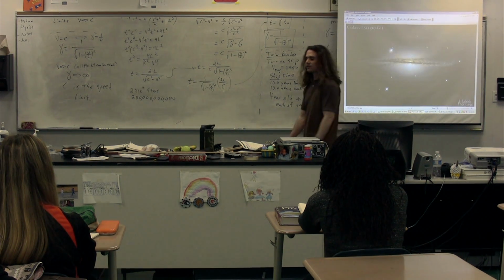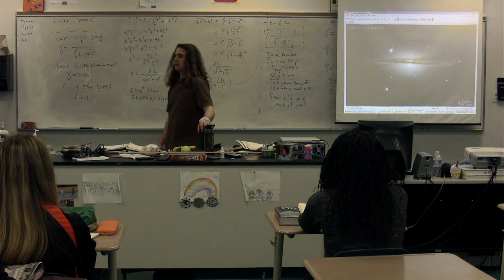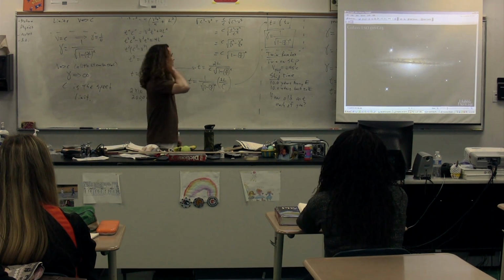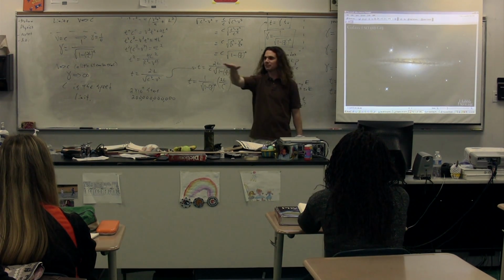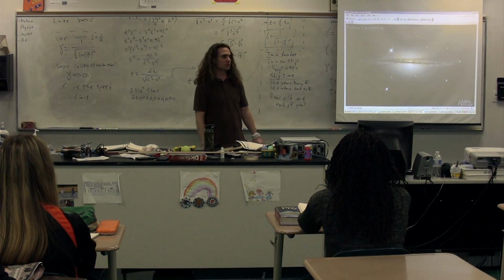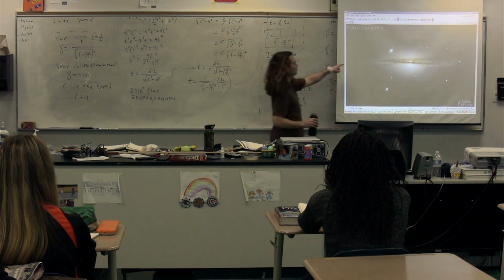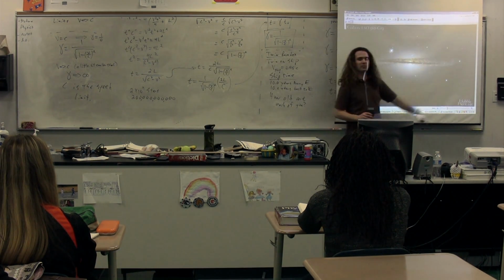Here's another galaxy. This is actually another spiral galaxy. And what's interesting about this one is the galaxies should be flat. The spiral galaxies should be flat. And this one is not. It actually kind of shows a slight curve like this.